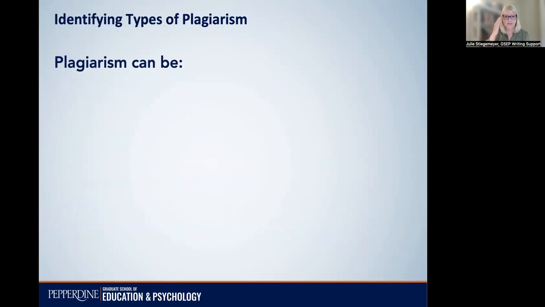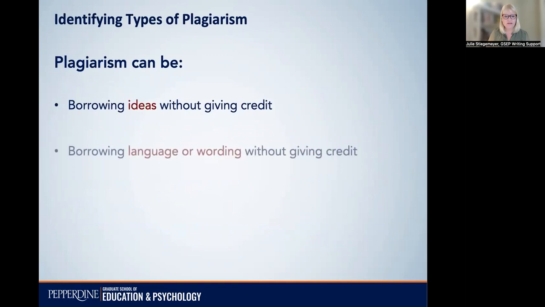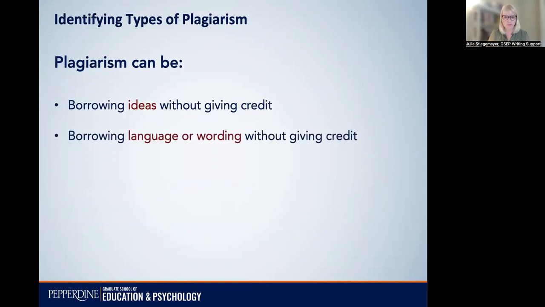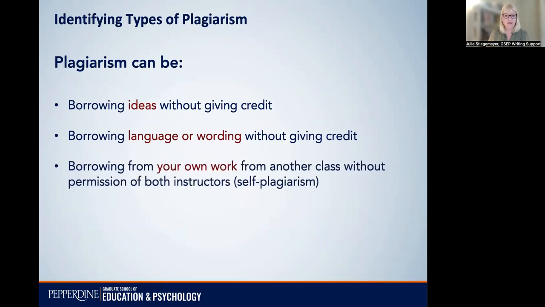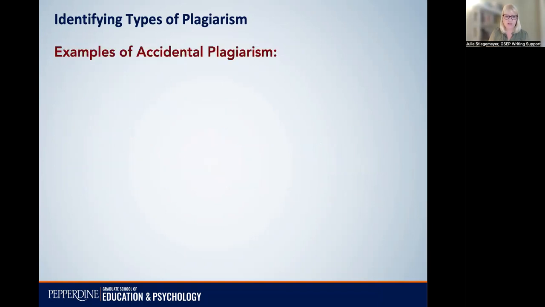Let's talk about types of plagiarism. Plagiarism can be borrowing ideas or language or wording without giving credit to another author. It can also be defined as borrowing from your own work from another class without permission of both instructors. That is considered self-plagiarism. And in order to use content that you have uploaded and turned into other classes, you must get permission from both instructors.